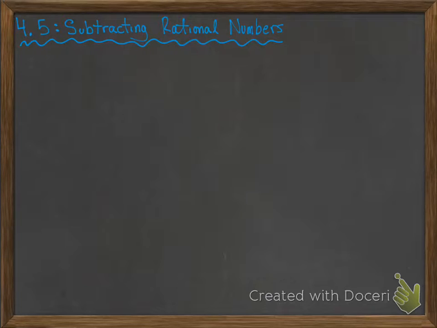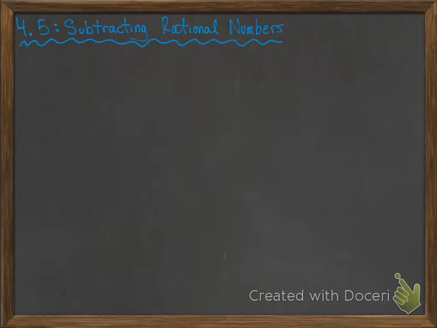Hi, welcome to your 4.5 flip video. 4.5 is subtracting rational numbers. Just how 4.2 and 4.3 were paired together, adding integers, then adding rational numbers, 4.4 and 4.5 does the same thing. 4.4 was subtracting integers, and 4.5 is subtracting rational numbers. That's why we go back to back.